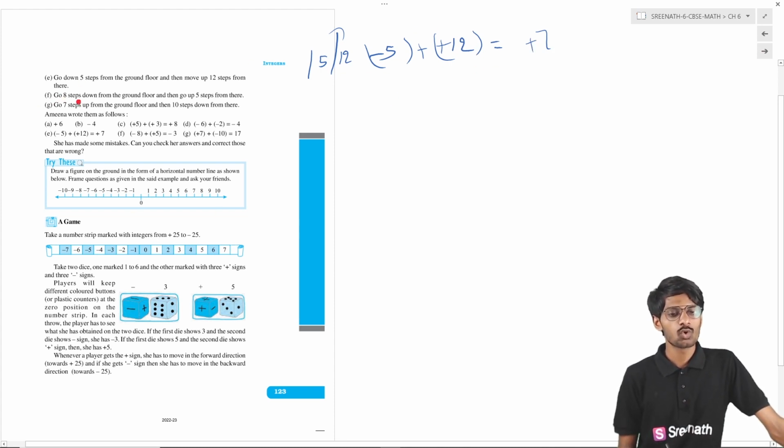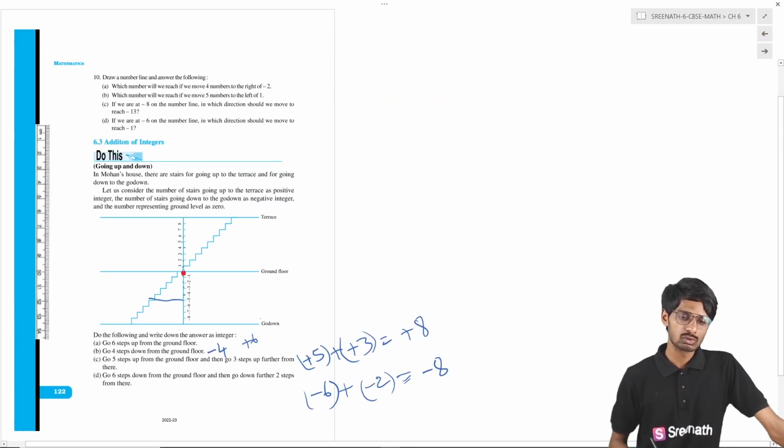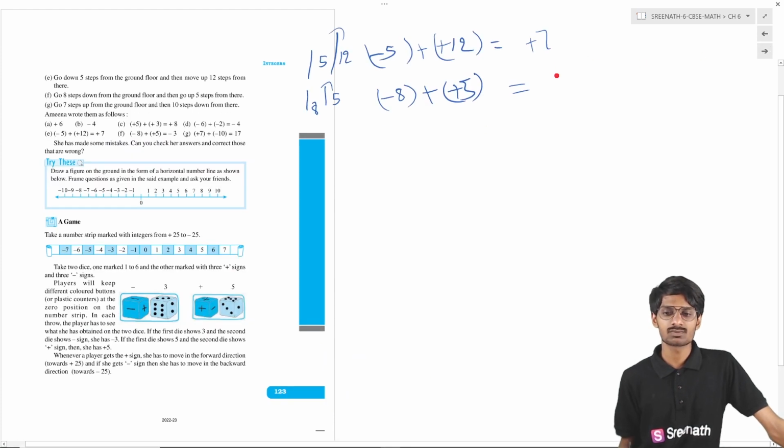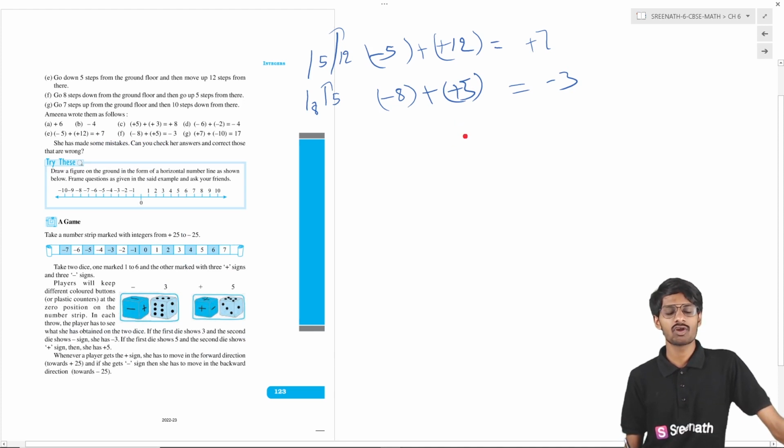Now go 8 steps down from the ground floor, and then go up 5 steps from there. So going down is -8. Going up is +5. You have to add both of them. You go to the -8 position, and you come back 5 positions: 1, 2, 3, 4, 5. This is your place. That is how much, students? That is -3. So this is the game, students. In this way you have played it.